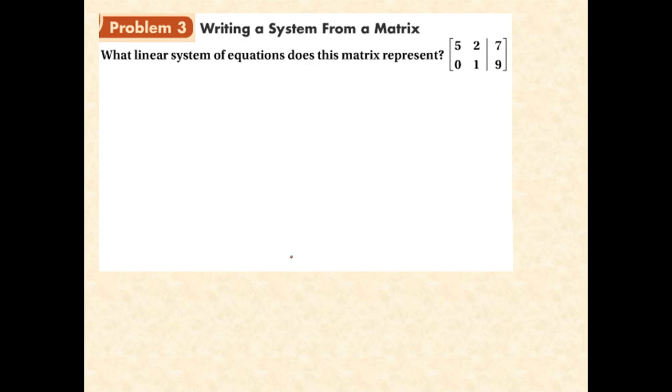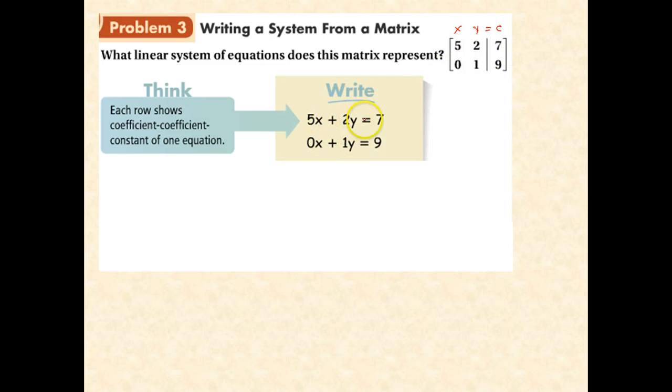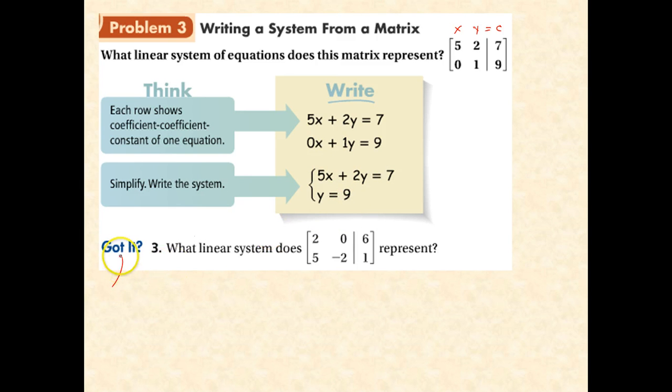Alright, so what linear system of equations does this matrix represent? Well, we're just going backwards now. Each row represents an equation, and it goes x, y equals the constant, and then these are the coefficients. So 5x plus 2y equals 7, 0x plus 1y equals 9. So we can just simplify and write the system: 5x plus 2y equals 7 and y equals 9. So pause and see if you got it.